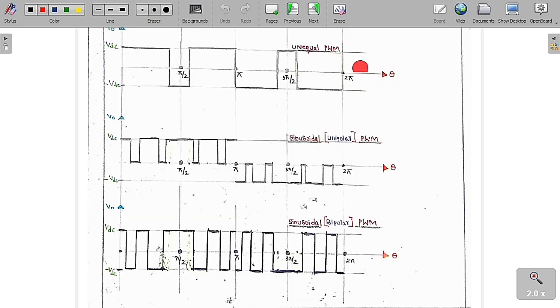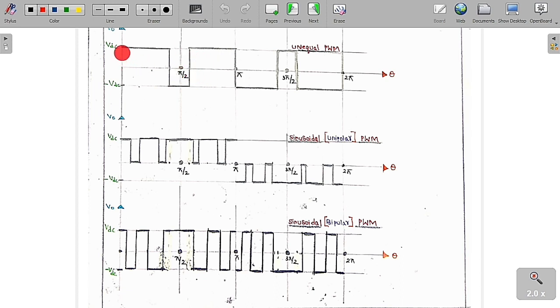Now if you use the unequal pulse width modulation technique, then the nature of the output that we are going to get in the single phase full bridge inverter is in this format. You are going to get it like this.